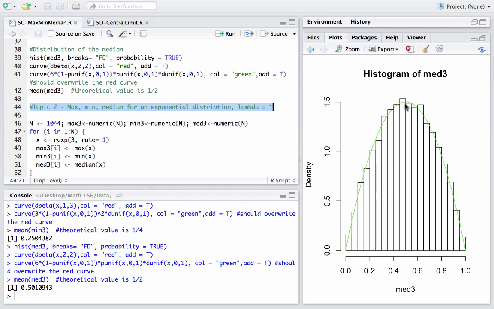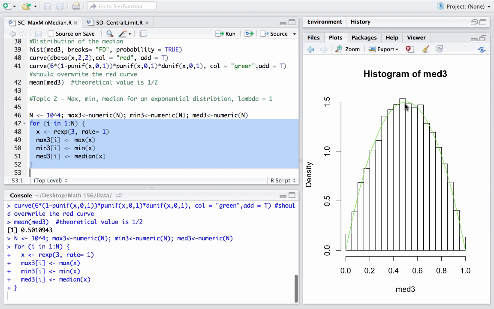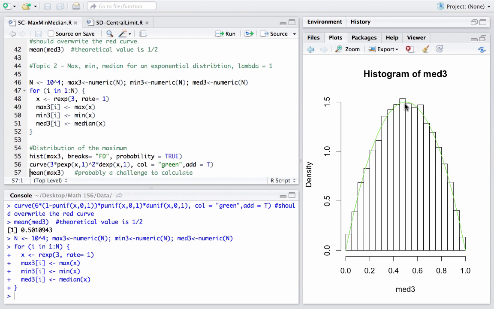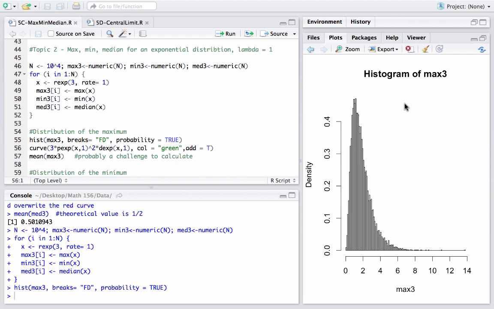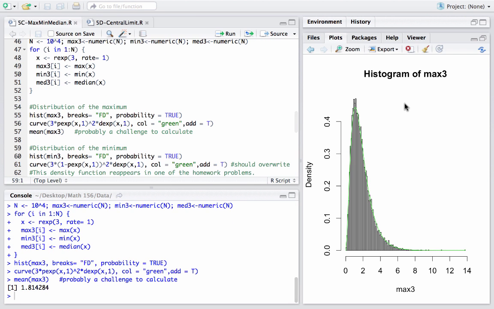Okay, so now we're going to be doing an exponential distribution for lambda equals 1, and again, this really isn't anything new. It's the same basic idea as before. We use a for loop to store each of these values 10,000 times. We can look at the distribution of the maximum. And again, we're using that formula from page 83 to explicitly write this. And we can take the mean to get an estimate.